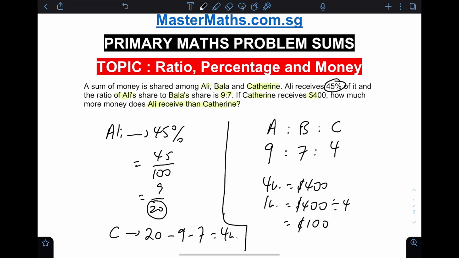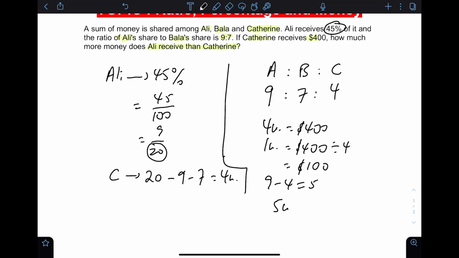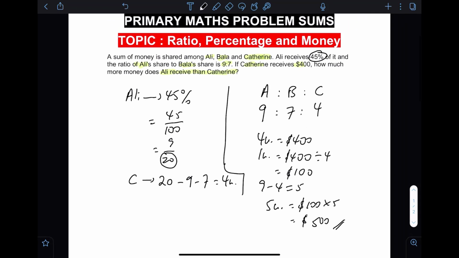$100. Okay, now what's the difference between Ali and Catherine? Ali and Catherine, the difference is 9 minus 4, that is 5 units. So 5 units, so simple now. 100 times 5, answer is $500. This is the final answer for this question.